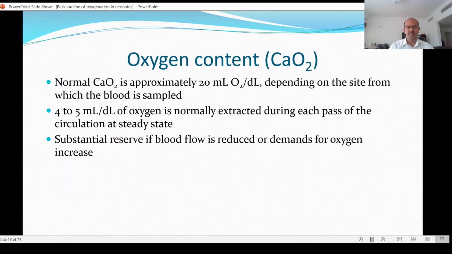So normal oxygen content is approximately 20 ml of oxygen per deciliter, depending on the site from which the blood is sampled. Obviously, arterial blood has more oxygen content, and it drops in the capillaries, and then in the venous blood, whatever is extracted is subtracted from this total. As I said, in the steady state, 4 to 5 ml per deciliter is utilized in the tissue. So the venous blood will have about 5 ml less, so 15 ml in the venous blood. We have a substantial reserve if the blood flow is reduced or demand for oxygen increases. So you can say 4 to 5 times the reserve in normal conditions.